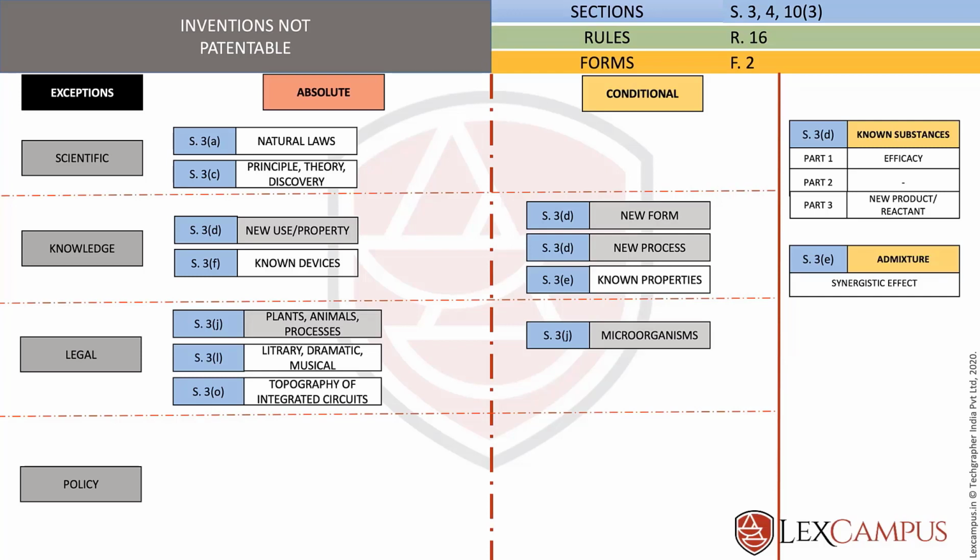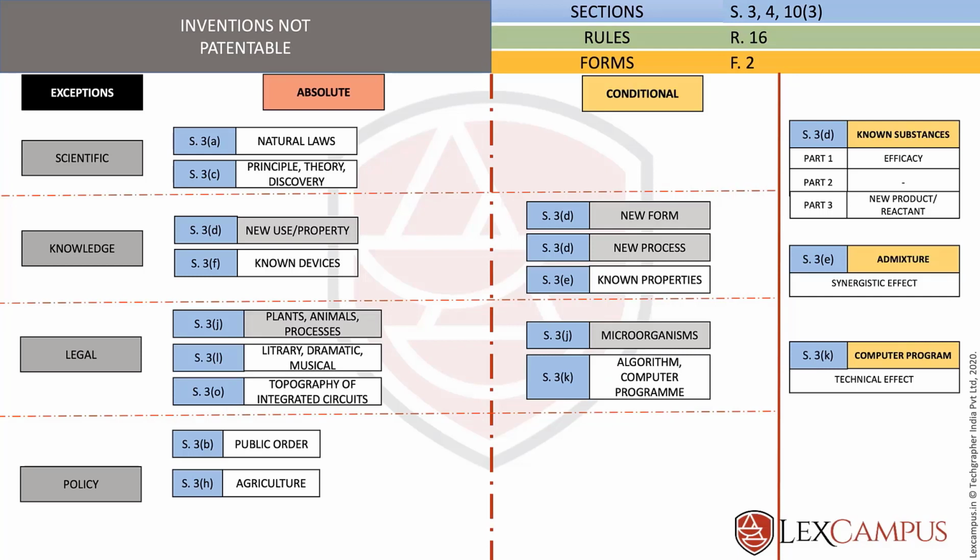So microorganisms cannot be patented. There is a Calcutta High Court decision allowing for patenting of microorganism. Then we have 3(h), which talks about method of agriculture or horticulture. Because India is still primarily agrarian, we have this as a policy exception.